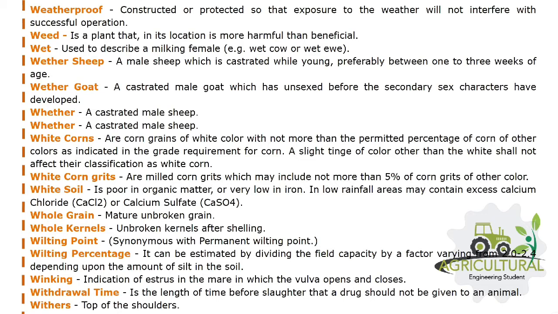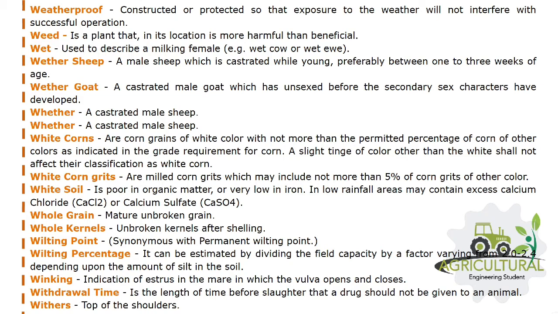Weatherproof, constructed or protected so that exposure to the weather will not interfere with successful operation. Weed, a plant that, in its location, is more harmful than beneficial. Wet, used to describe a milking female, for example wet cow or wet ewe. Wether sheep, a male sheep which is castrated while young, preferably between 1 to 3 weeks of age. Wether goat, a castrated male goat which has been unsexed before the secondary sex characters have developed. Wether, a castrated male sheep.